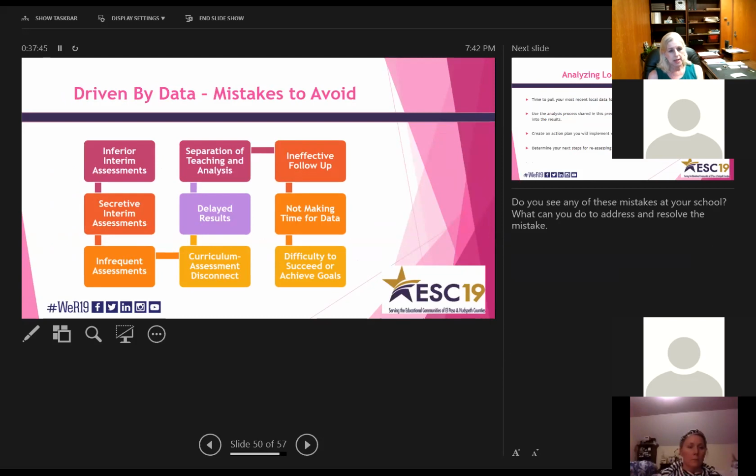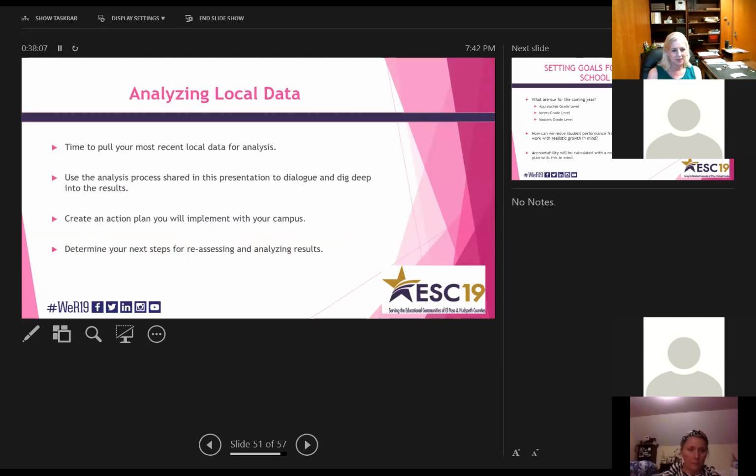These are some of the mistakes that we can make when we're doing this. So, the whole idea of secretive interim assessments, we don't like that, because again, we need to see those actual questions. And then not making time. There's a lot of things that we can make as mistakes and things hopefully we can avoid. So these are the pitfalls of not doing it right. Okay?